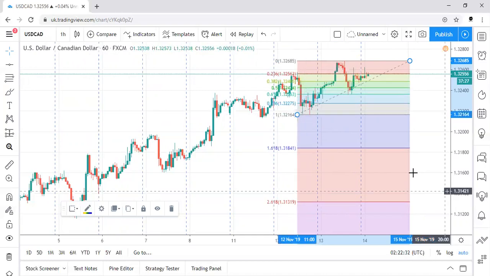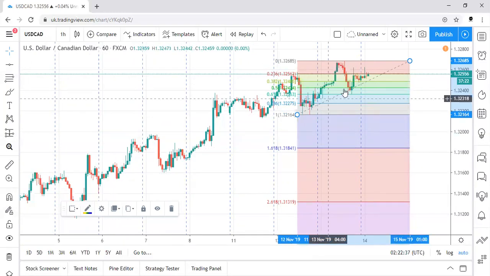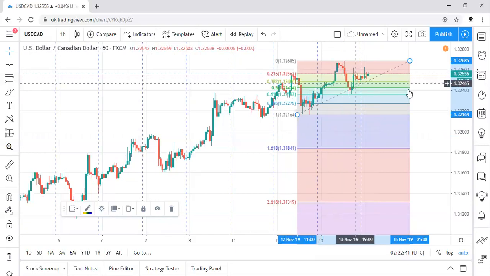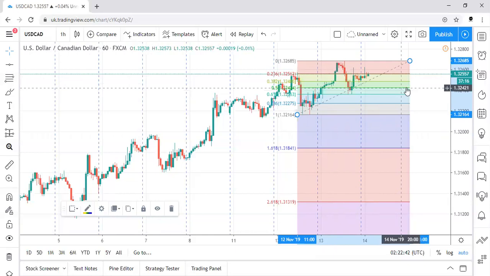Then this is what Fibonacci retracement gives you. It gives you a reversal channel. It means the market can reverse at any channel here. This is our main 50% channel. This is our main 50% Fibonacci retracement.